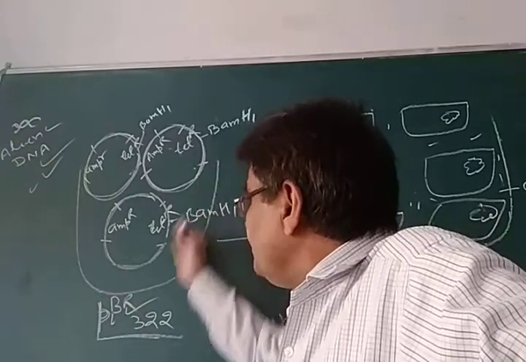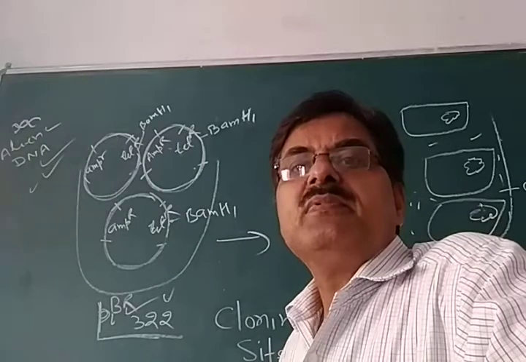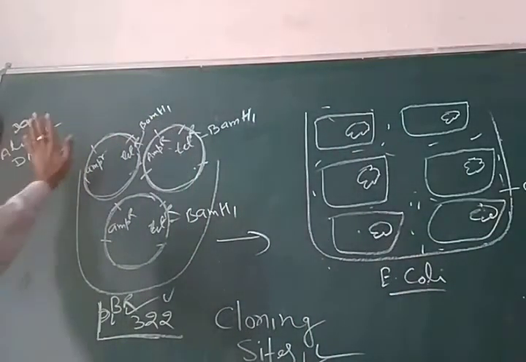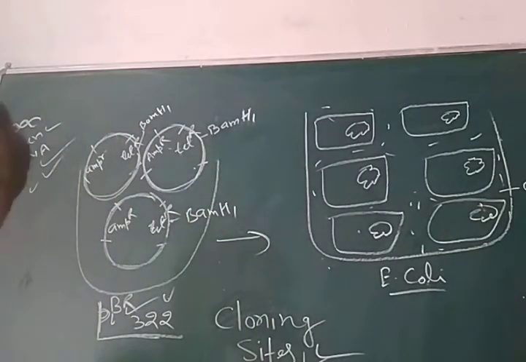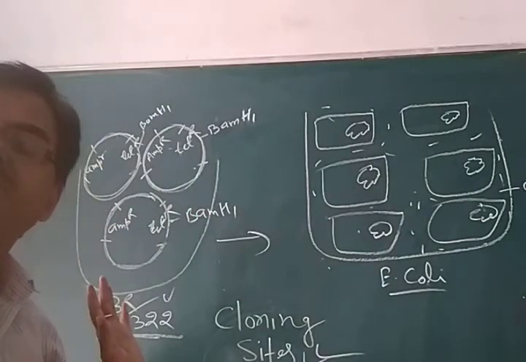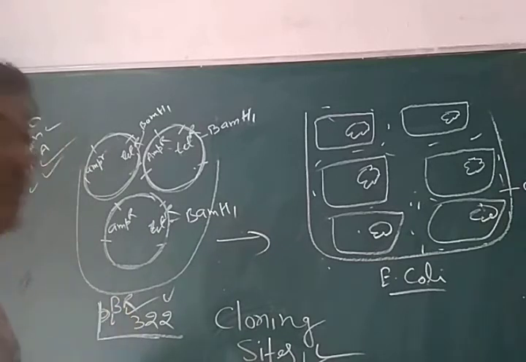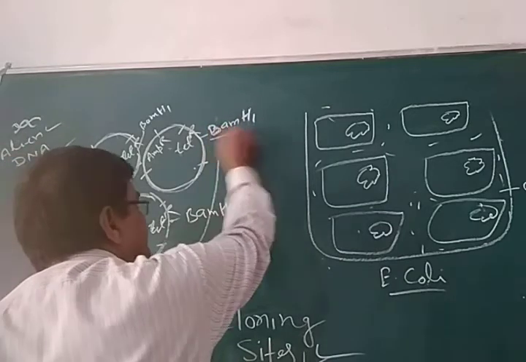There are, we require a large number of this pBR322 also, for the ligation of this alien piece of DNA into these cloning vectors. There are many cloning vectors. First of all, it requires the restriction enzyme to cut this cloning vector for the ligation of this alien piece of DNA. So suppose we are going to use BamHI restriction enzyme.